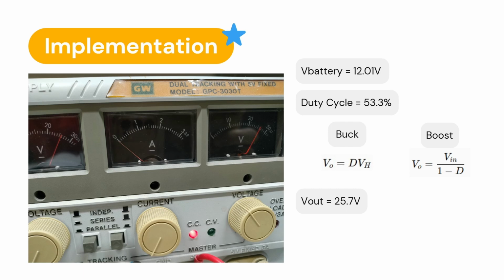Here is our output voltage to the V load. We have the multimeter to measure the V battery, which I calculated as 12.01 volts, and the duty cycle is close to 53.3%. So we have the equations for the buck and boost converter. In the buck mode, the V out equals the duty cycle times the VH, so V out is close to 26 volts. In boost mode, the V out equals V in divided by 1 minus the duty cycle. Also we get the V out close to 26 volts.